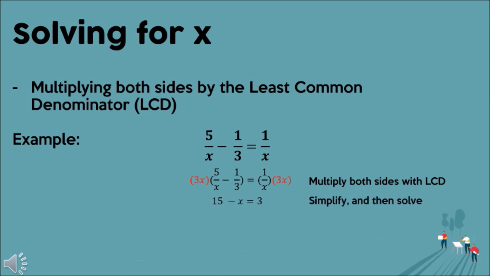Now let's separate the variables and the constants. So we are left with negative x is equal to negative 12. Let us eliminate the negative sign by multiplying both sides by negative 1. This leads us to our answer, which is x is equal to 12.